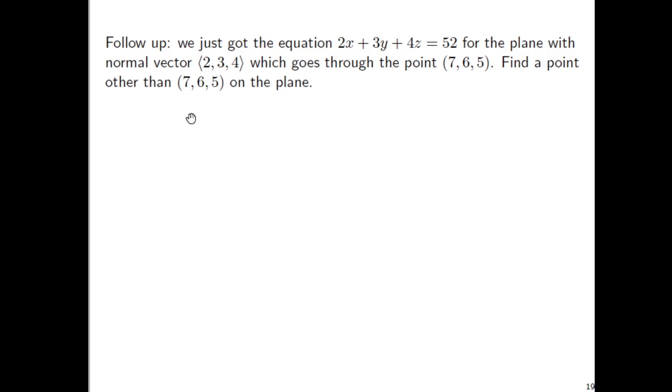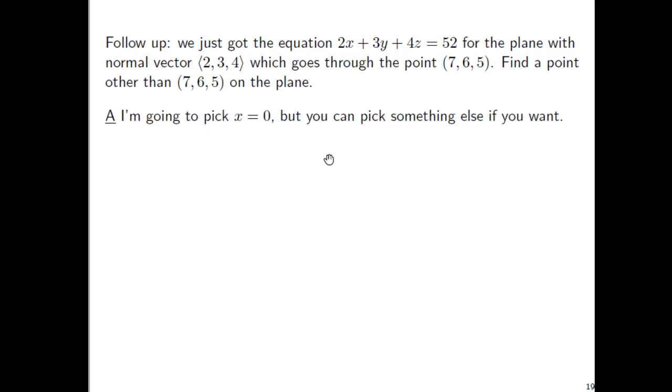So here's a follow-up. We just got the equation 2x plus 3y plus 4z equals 52. Now, we could actually use this equation to find another point on the plane. The only point we happen to know of on the plane right now is (7, 6, 5). So let's find a different point on the plane.